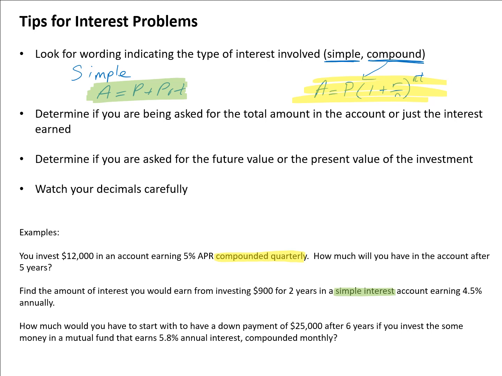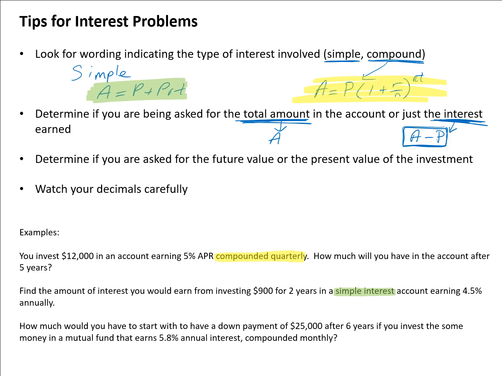The other thing I wanted to mention to watch out for is that sometimes you're going to be asked for the total amount that you have left in the account, or A, at the end of a certain time period, the future value that you have in the account. And sometimes you're just going to be asked for the interest. And what I want to remind you is that the interest is really A minus what you started with, P. So some problems are going to ask you for the total amount. Some are going to ask you just for the interest that you've earned over that time period. And to find the interest, you have to adjust the A by subtracting out the P.